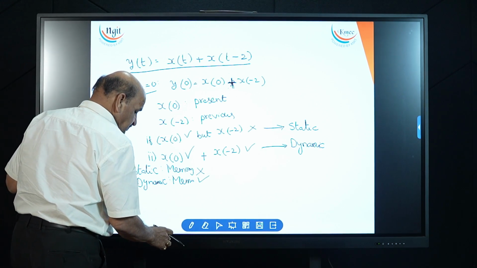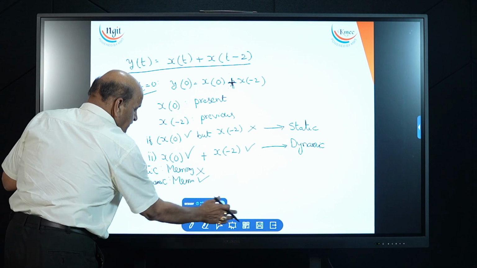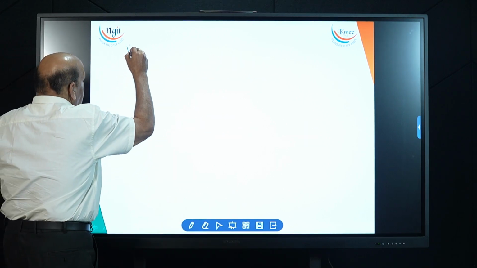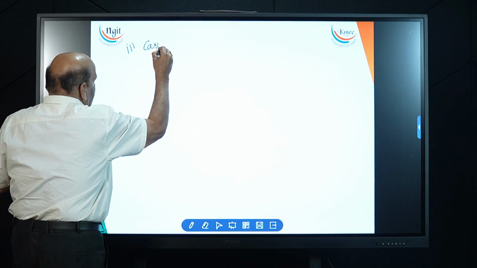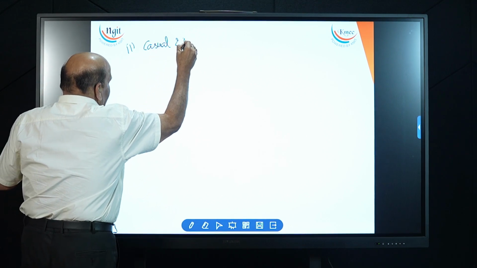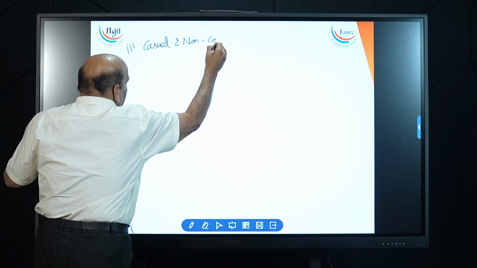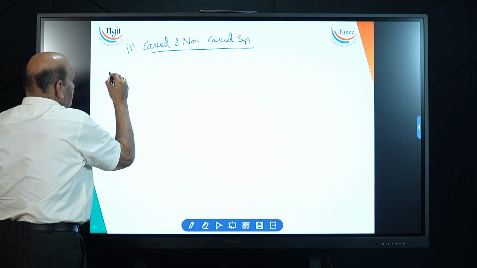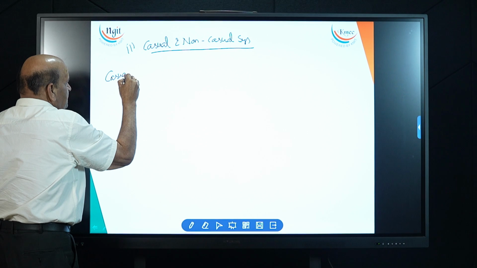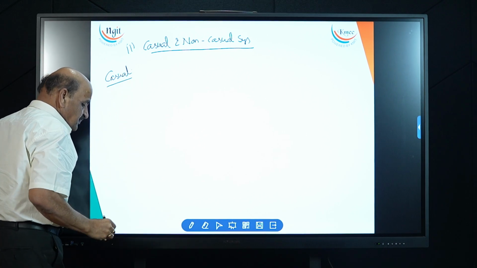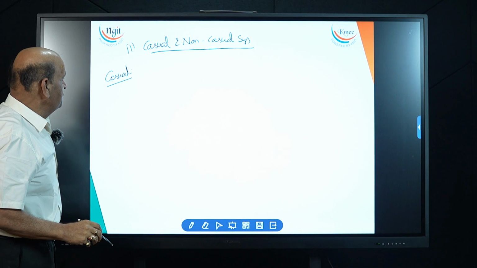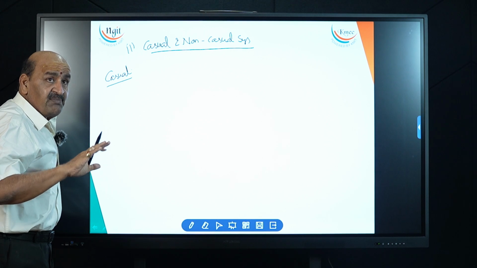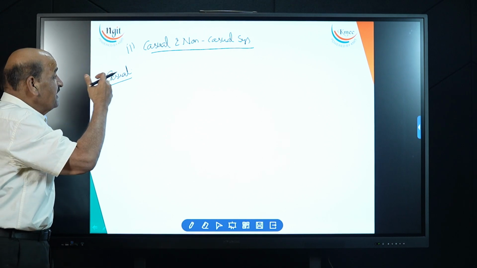Now the next topic is causal and non-causal systems. The second topic is called causal and non-causal systems. Now look, causal means what? Causal means a system depends only on the present value but does not depend upon the future values. That is called a causal system.